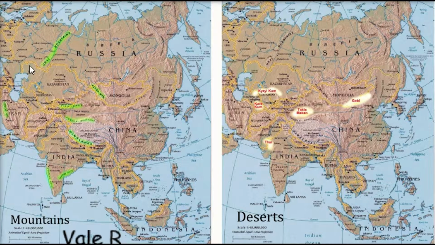The deserts are another important type of landform. There is the Arabian Desert, that is the largest desert in Asia, the Gobi Desert, the Karakoram Desert, the Kyzylkum Desert, and the Taklamakan Desert.